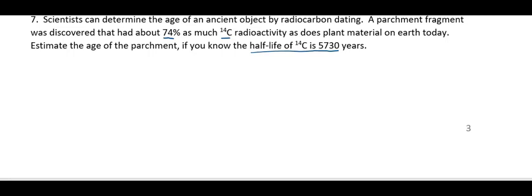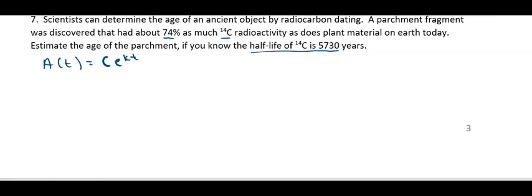So we need to try to figure out this. We're going to use the same formula that we would use for a population because essentially we're looking at the population of the carbon in the object. So that formula is going to look like the amount at time t. It's not technically a population like a people population. So we'll say the amount is C e to the kt.